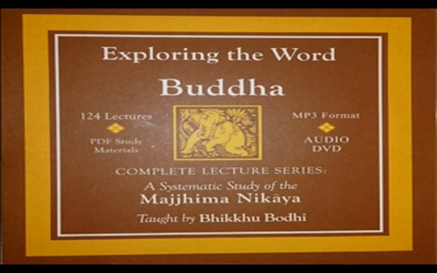Let me see if I could reformulate it. Maybe the question is, what is the relationship between conceit and the view of self? Because conceit seems to be based on the five aggregates, and the view of self is also based on the five aggregates. So how should conceit be distinguished from the view of self? I guess that's the way to put it.